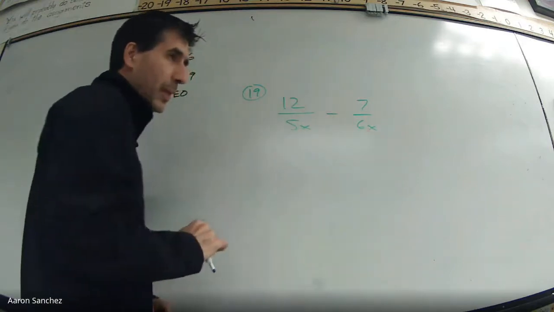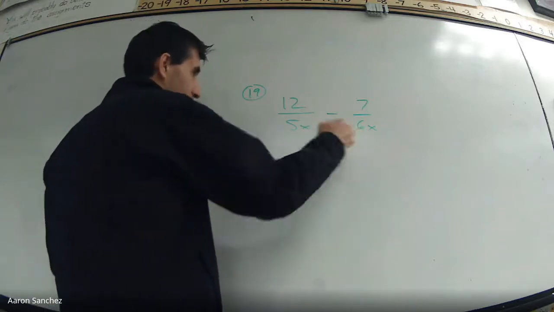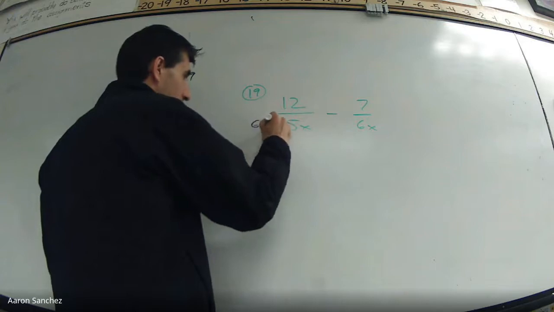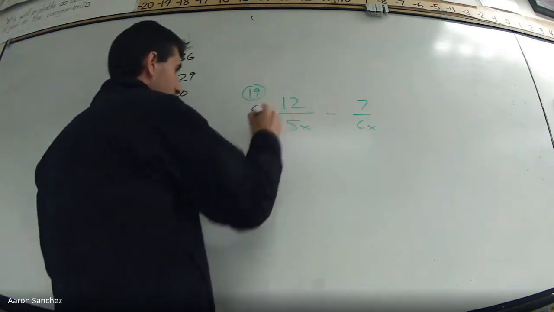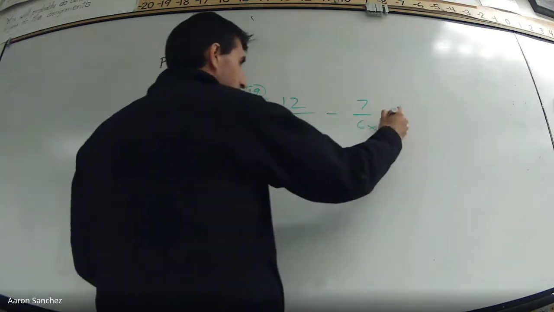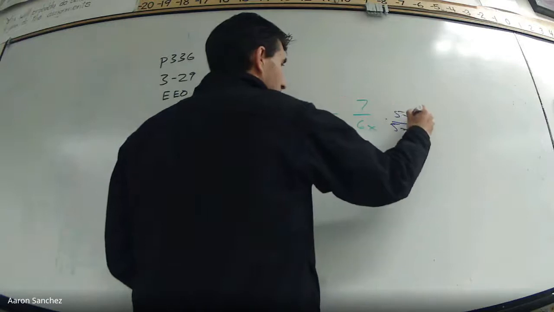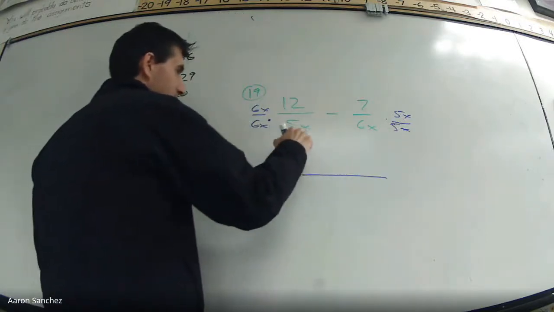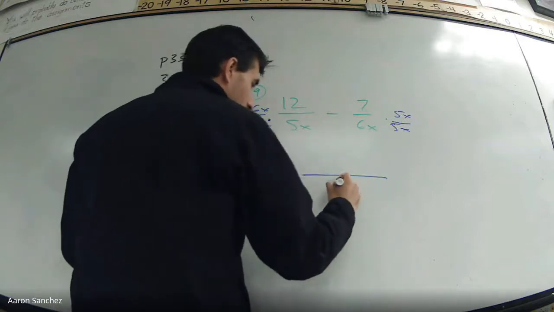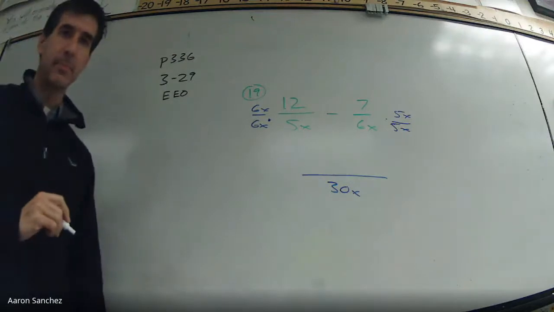What do you mean by that, Sensei? Well, to find the common denominator, multiply 5x times 6x. And you multiply the numerator by 6x, and multiply 6x by 5x. And so my common denominator is going to be 6x times 5x, or 30x. Any questions on how I got that?